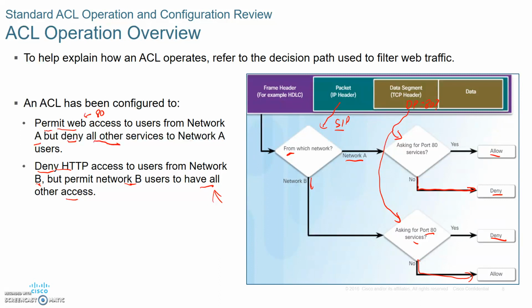Okay, so this is one simple example. Just two rules, using a flowchart to explain to you how the ACL works on a router, and which headers it checks in order to implement these two rules.